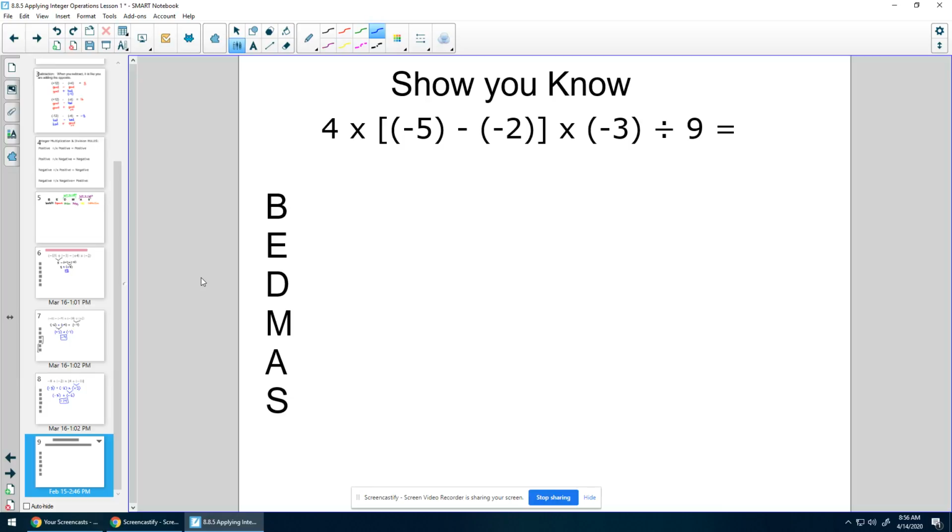All right, show you know. I want you to do this example on your own. Make sure you follow BEDMAS, and remember, division and multiplication are left to right, and addition and subtraction are left to right. Give this a shot, pause the video. Once you're done, you can press play.